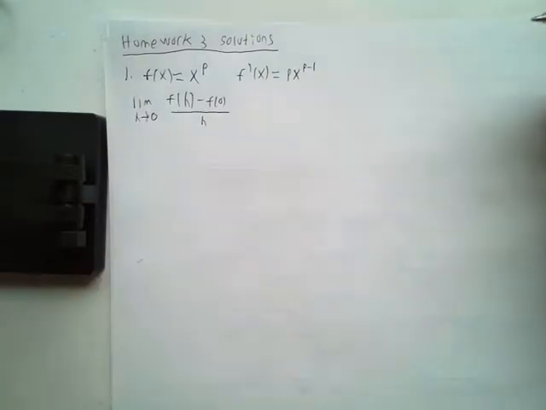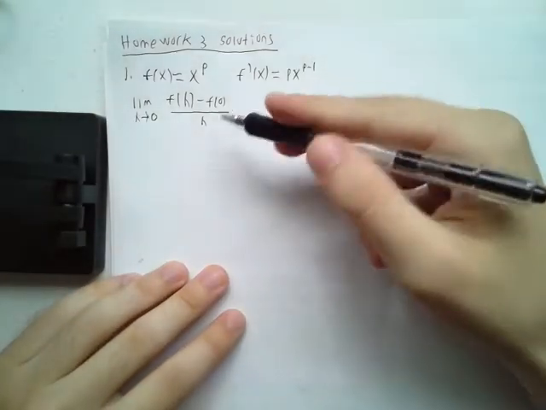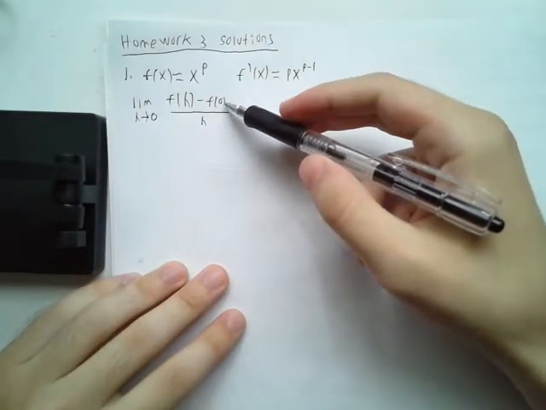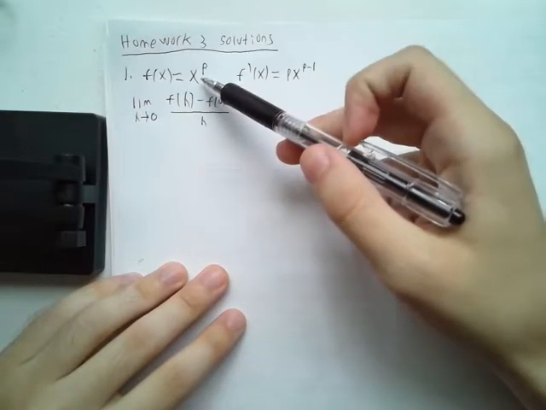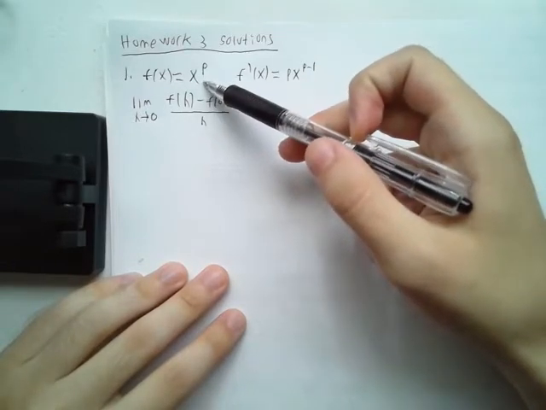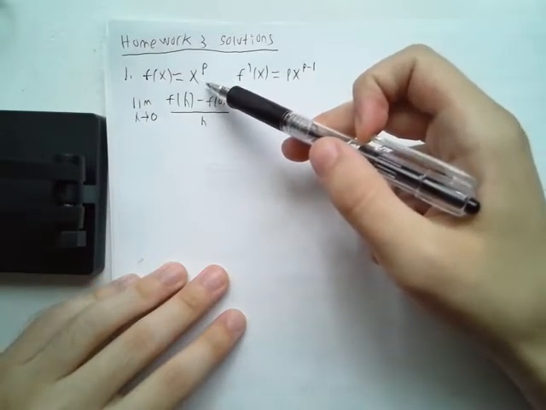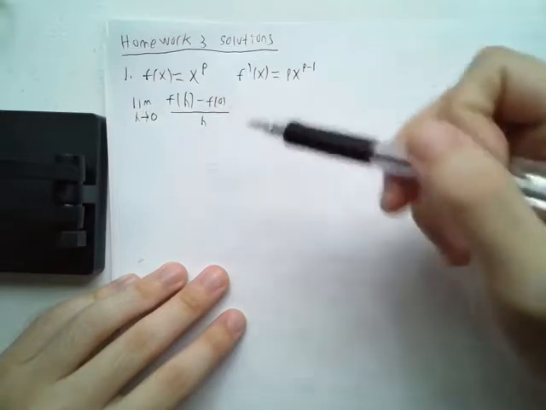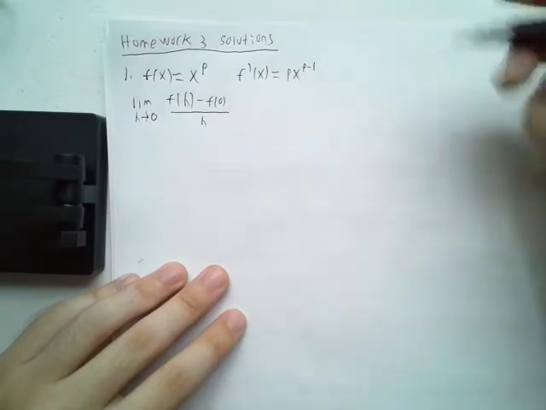So f of 0, well, I guess there's two cases. If p is a negative power, then f of 0 is actually not defined. So in that case, of course, the function is discontinuous and not differentiable. So let's consider the case where p is between 0 and 1.